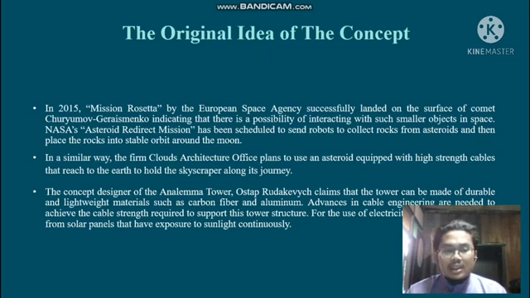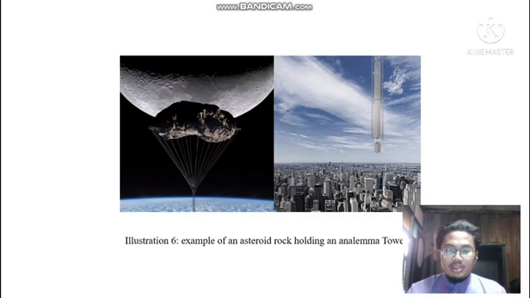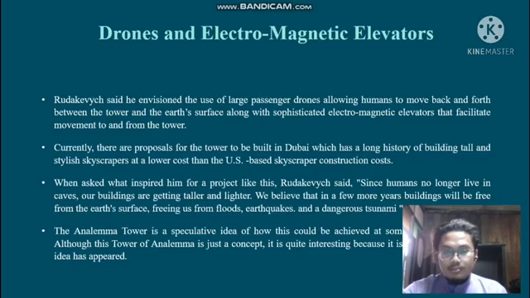The concept designer of Analemma Tower, Asta Burudakic, claimed that the tower can be made of durable and lightweight materials such as carbon fiber and aluminum. Advanced cable engineering is needed to achieve the cable strength required to support this tower structure. For the use of electricity, electricity will come from the solar panels that have exposure to sunlight continuously. Illustration 6 shows an example of an asteroid holding an Analemma tower from an electromagnetic elevator.